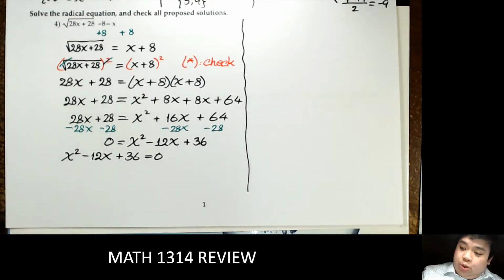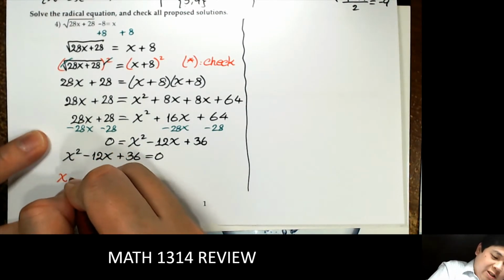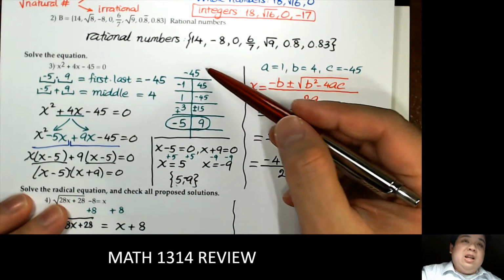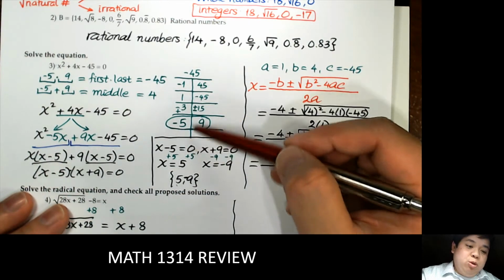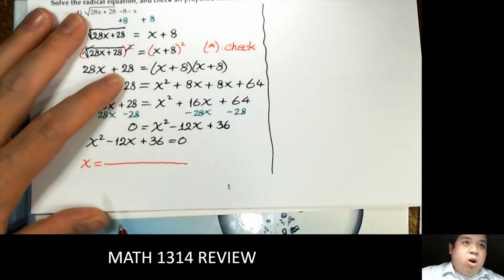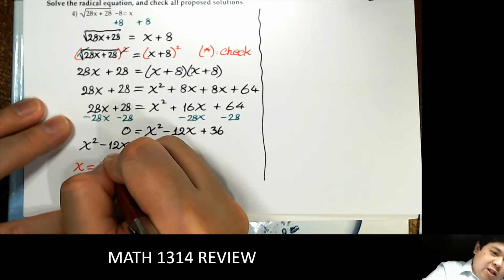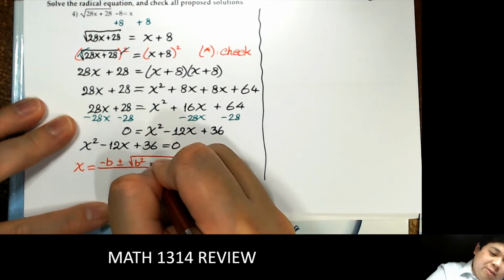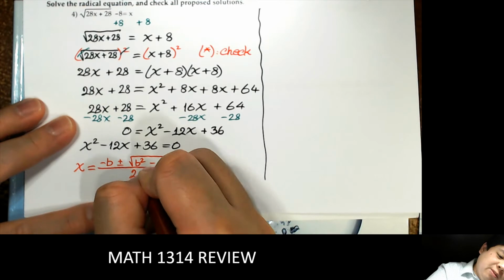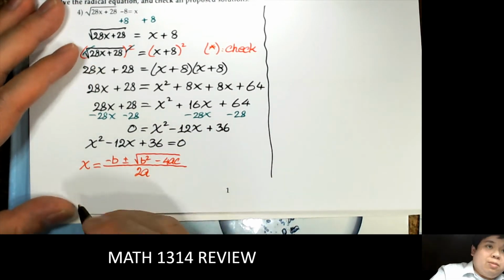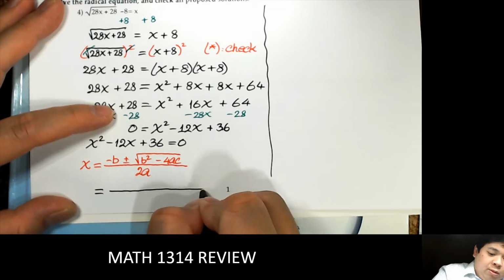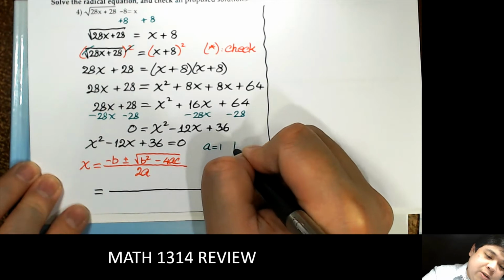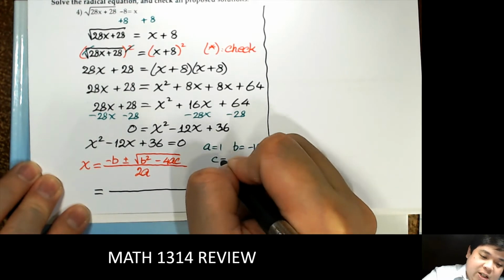Anyway, I'm going to use the quadratic formula because factoring, sometimes we have to do trial and error. This could go very long. The quadratic formula is pretty much there's no guessing. We just plug and check. So A is 1, B is negative 12, and C is 36.